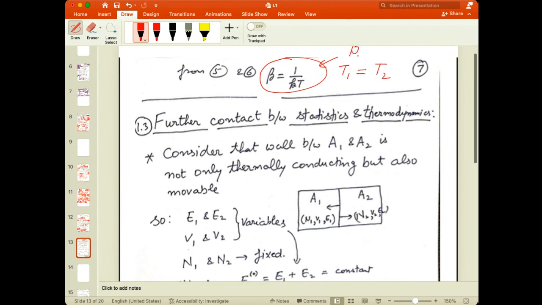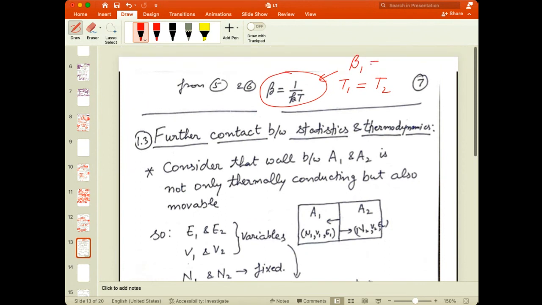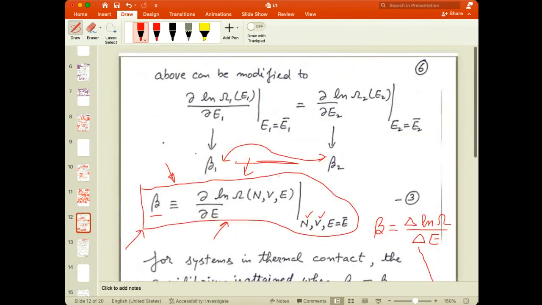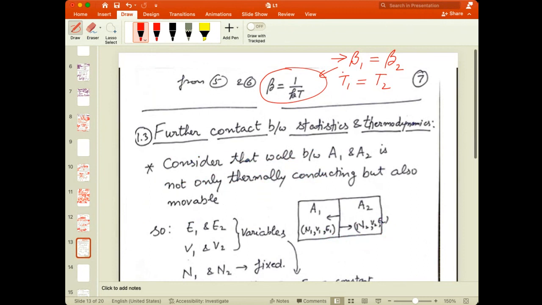Because in that derivation, when we are looking for equilibrium, statistics asks for the condition that beta 2 becomes equal to beta 1. But if I link it to thermodynamics, then it says the temperature should be the same. And you know that if two compartments, boxes, rooms or containers are in thermal equilibrium, they will have the same temperature, right? That's very obvious to understand.